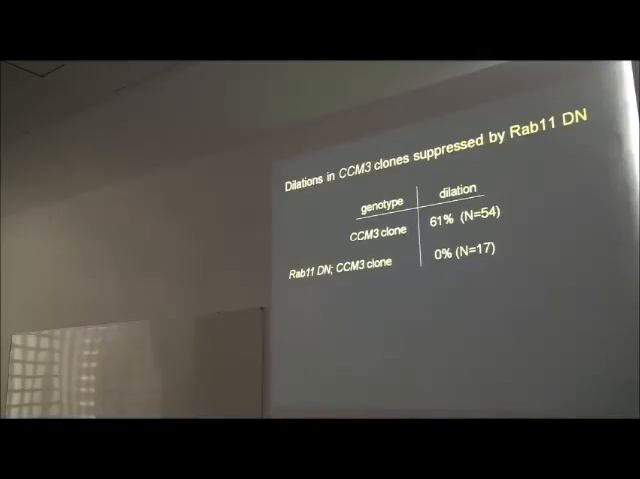Which are rescued by the clone, which seem to be kind of counterbalanced. So, sorry, this is just showing the same thing, but in the CCM3 background instead of the GCK3.